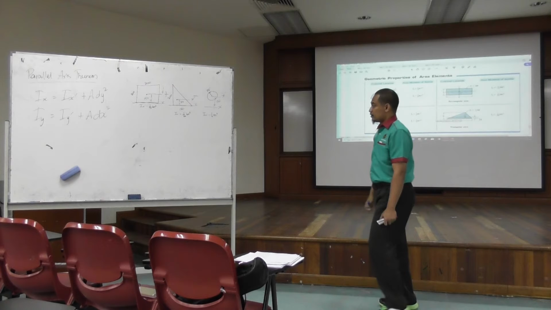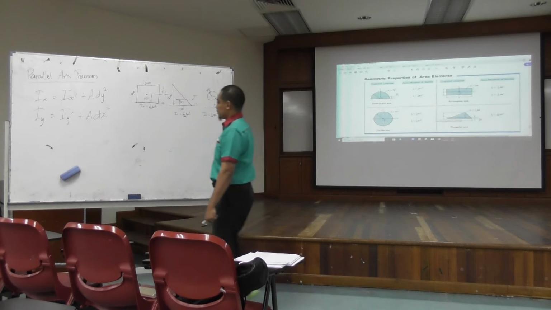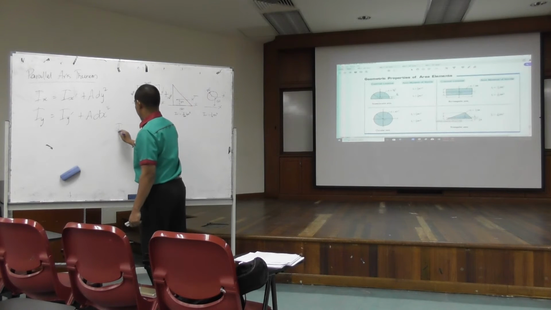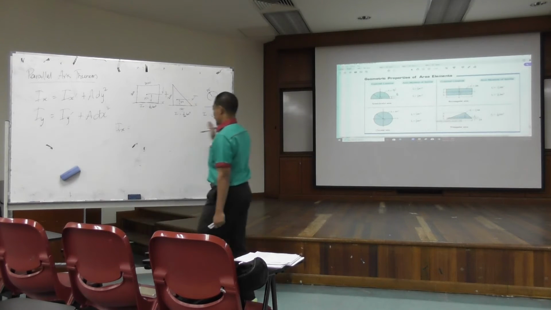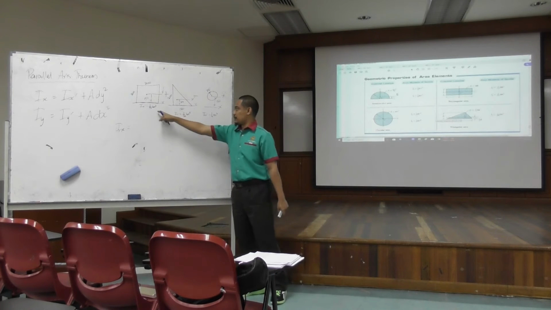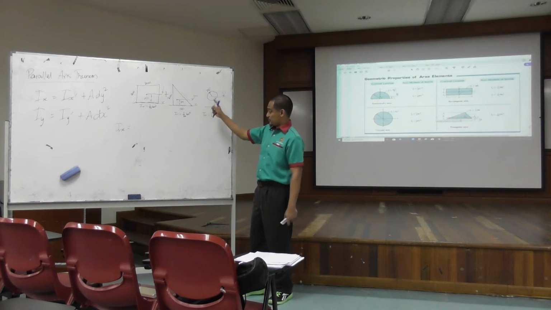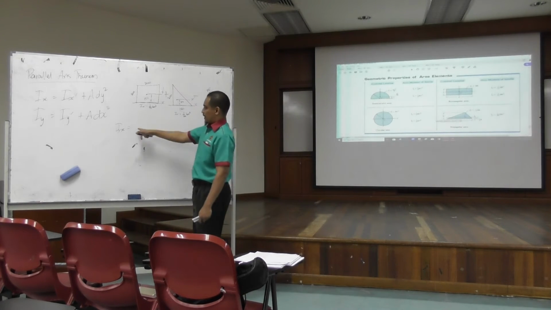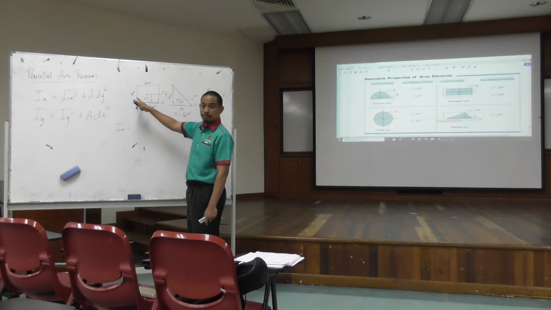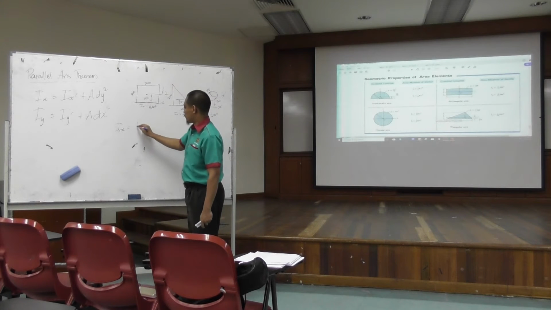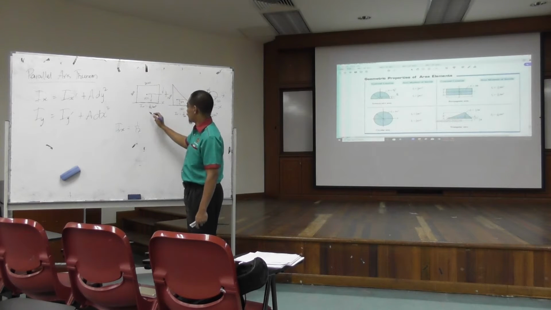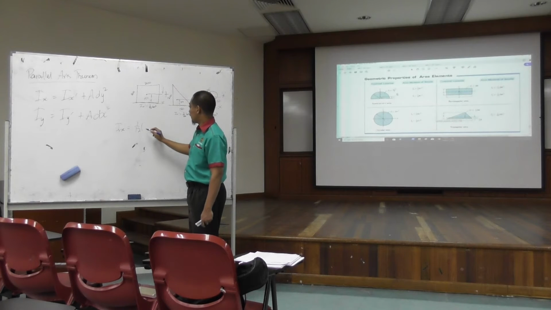Alright. So based on this, you can calculate Ix. It's just you add everything, right? Of course, use this one plus this one minus this one, right? So Ix prime for this one will be what? It's basically 1 over 12. B is?